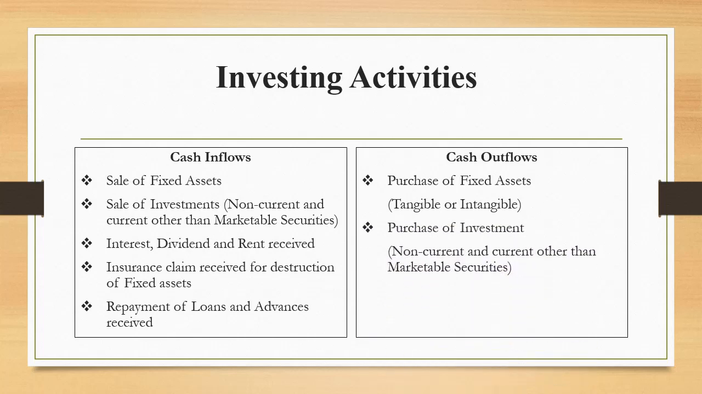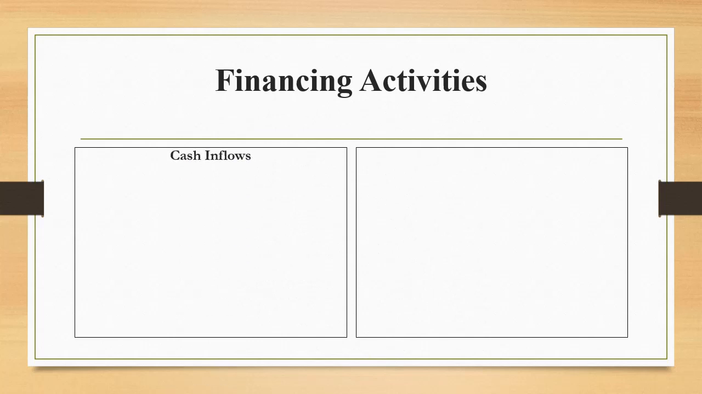Purchase of investments, non-current and current other than marketable securities. Payment of capital gain tax, we have already discussed, and loans and advances to third parties. Next is financing activity. Let us see the inflows and outflows under financing activities. Cash inflows. Again, just to remind you that under financing activity we are going to talk about the sources of funds.